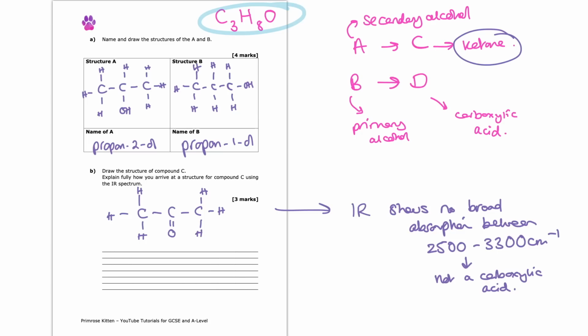However, on the other hand, it does show a peak at 1,700 centimetres -1. Again, don't forget the unit. And that we know is due to the C double bond O group. So here, because we know it's not a carboxylic acid, and we know it does have a C double bond O group, and we know that this is due to a partial oxidation, that means that this must be a ketone. And that is how we've determined that structure.